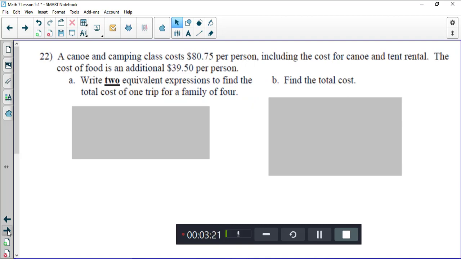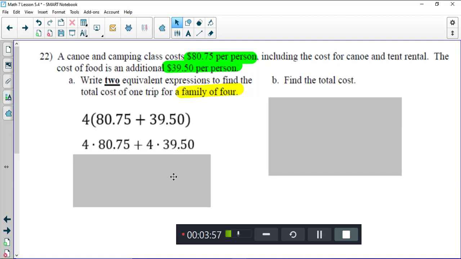Number 22 is going to be really similar, so let's take a look at this. A canoe and camping class costs $80.75 per person, including the cost for a canoe and tent rental. The cost of food is an additional $39.50 per person. Part A asks us to write two equivalent expressions to find the total cost of one trip for a family of 4. So in our last question, we had 15 students. In this one, we've got a family of 4. We have two different things that they're purchasing. The canoe and camping class with the canoe and tent rental, and that's $80.75 per person. And they also have the cost of food, which is $39.50 per person.